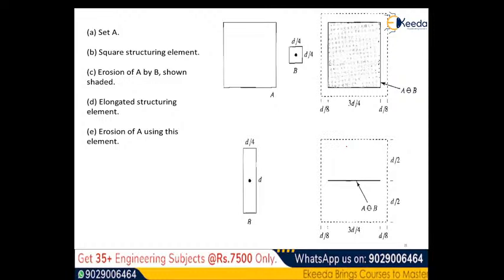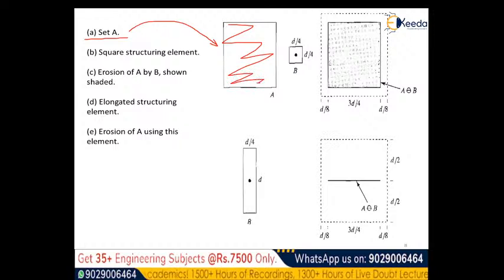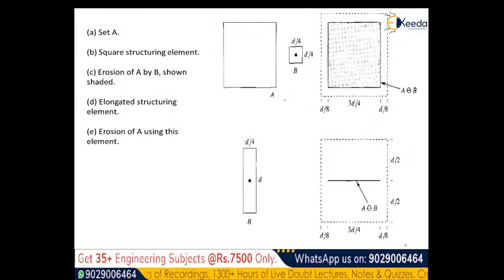This example has 5 parts here. Here you see part A is the set A. This is the set A that is shown to you. This is some kind of image information in this much of the area that is represented by capital A here. This is one input that is required to perform erosion. Erosion is to be performed on capital A here.